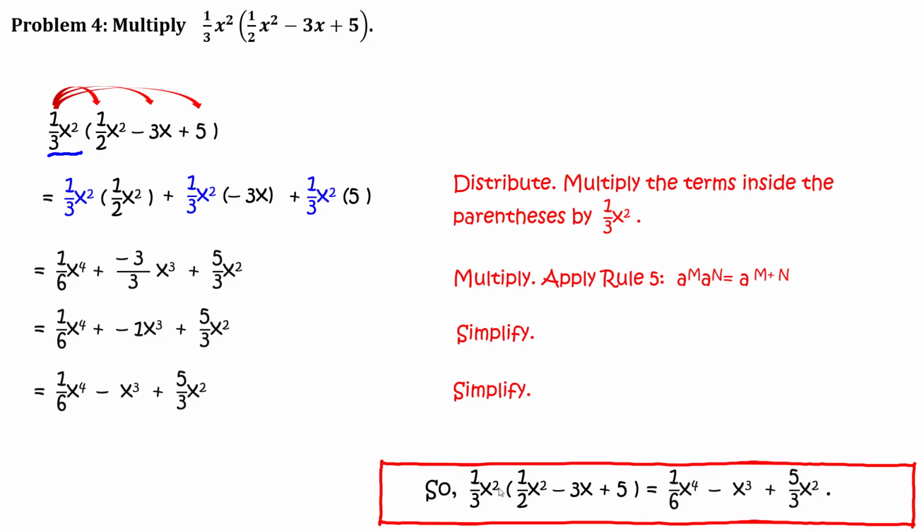So 1/3 x squared times quantity 1/2 x squared minus 3x plus 5 equals 1/6 x to the fourth minus x cubed plus 5/3 x squared. There we go. A little algebra.